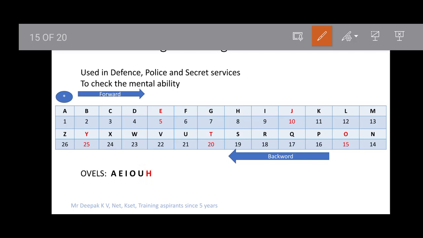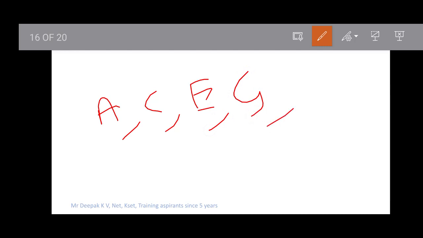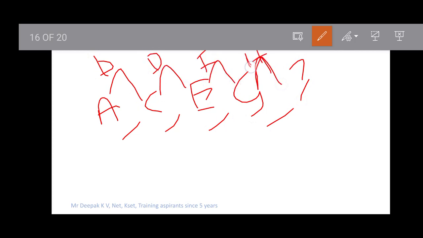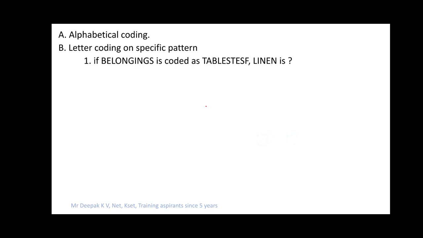Well, let me go for the further classifications of this coding and decoding. Alphabetical coding will be like A, C, E, G. What is the next one? Here they have left B, here they have left D, here they have left F, here we have to leave H, and the next letter should be I. So this is directly a letter coding. Alphabetical coding is a direct one. The next one I can say is the letter coding with a specific pattern. There will be some specific patterns for the letters.